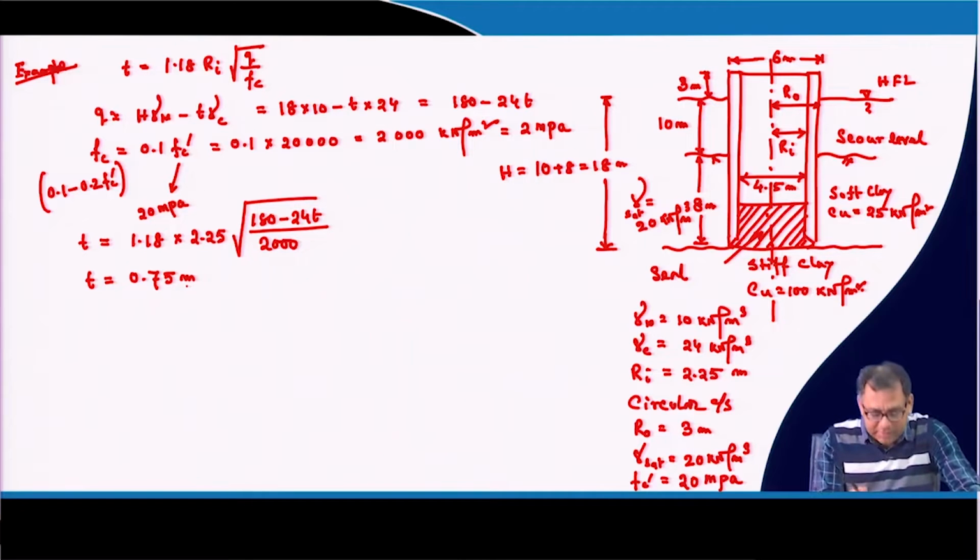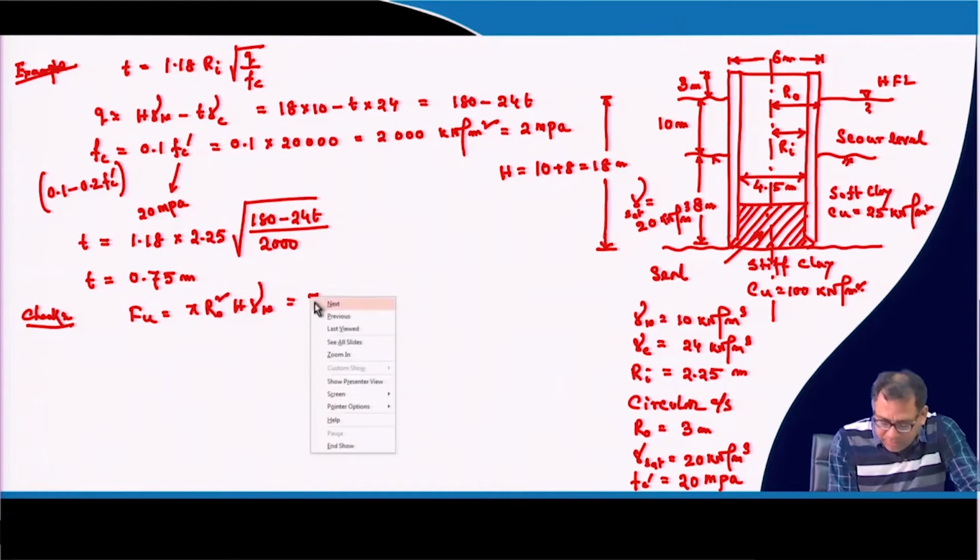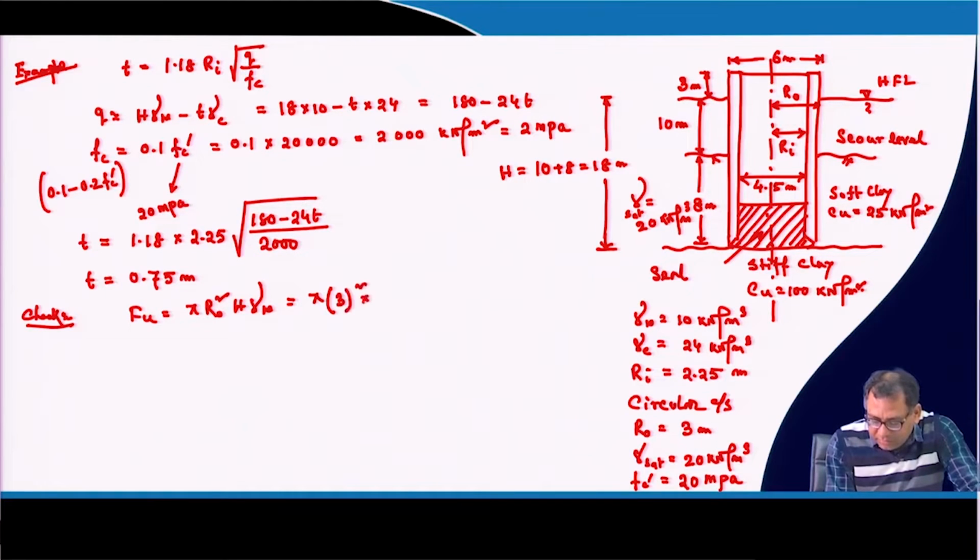Let us see whether that thickness is sufficient or not, and we have to check that by two checks. First, we will check for the buoyancy. We know that Fu is pi R outside square into H gamma w, and this is pi into 3 meter squared into 18 into 10. So, this is 5087 kilonewton. That is the amount of buoyancy force which is acting.